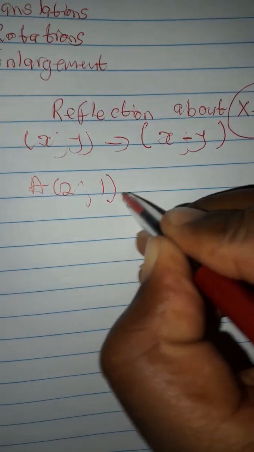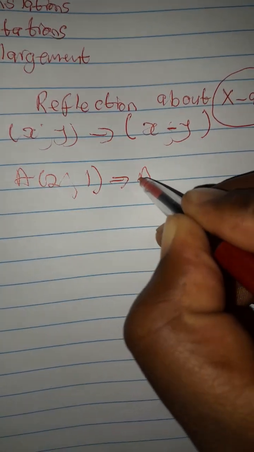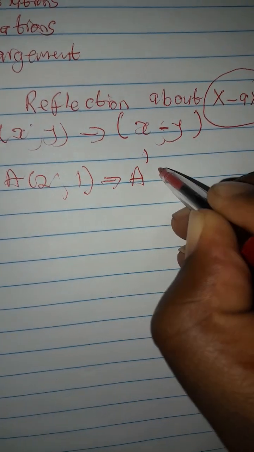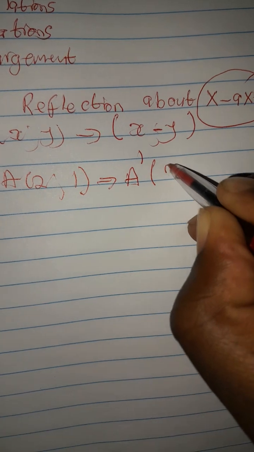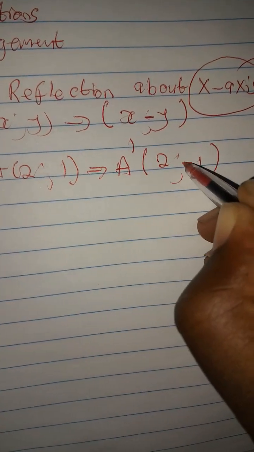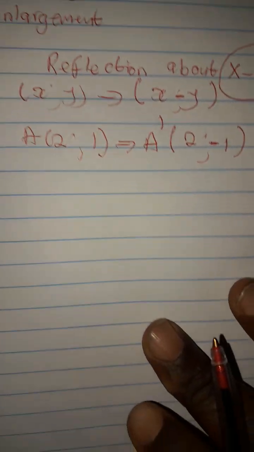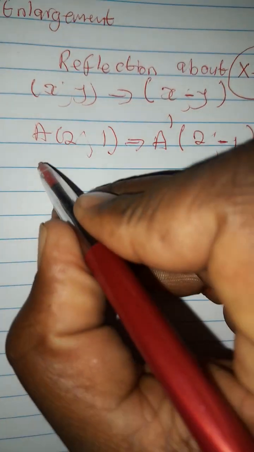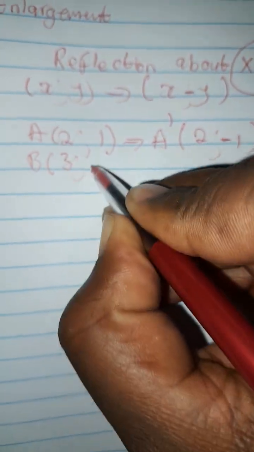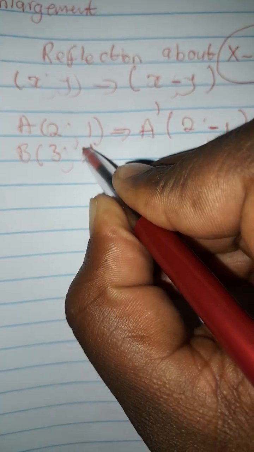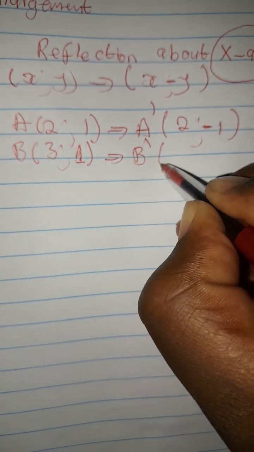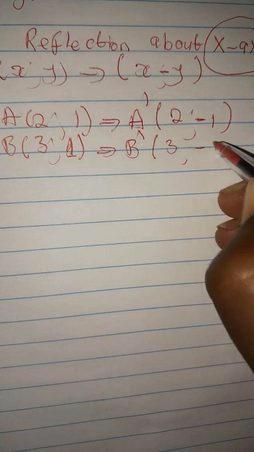Consider maybe you were having A as (2, 1). So what will be your reflection? Your reflection will be A prime, which is a new image of A. It's going to be (2, -1). Your y value is the one that will become negative. So this is how you can reflect a point. Let's reflect another point. Consider B as (3, 1). Then B prime will be (3, -1).